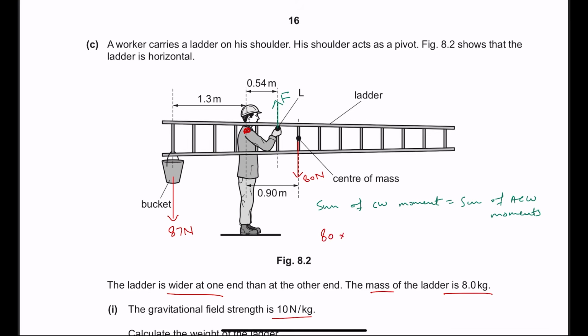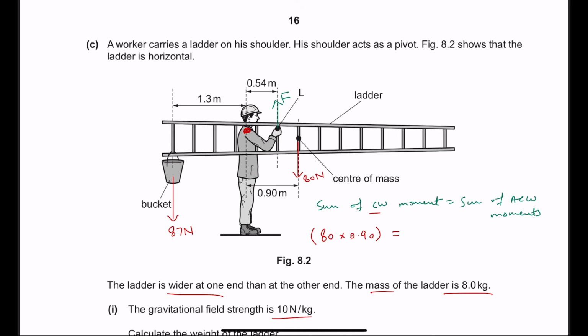which is 80 times 0.90. Now remember, we have already found this was coming out to be 72. Is there any other clockwise moment acting on the ladder? No, it's not. So we are done with all the clockwise moments. Put the equal to sign and go to the right hand side of the equation. Now let's take a look at the anti-clockwise moments.